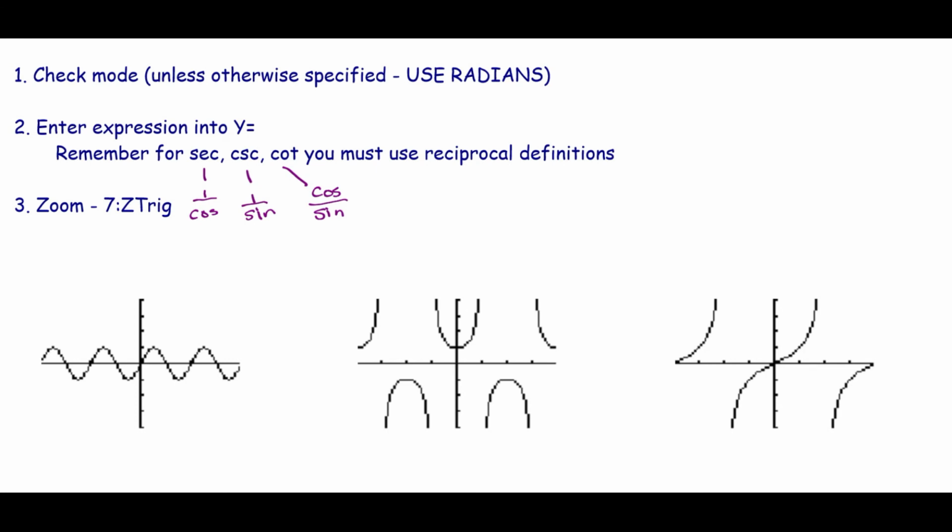Once you type that in and you're ready to look at your graph, I would use the zoom trig. It just gives you a better window to look at your graph. For the most part, your window is negative pi over 2 to pi over 2 if you're in radian mode. On the newer calculators, it goes a little bit past negative pi over 2 and pi over 2.